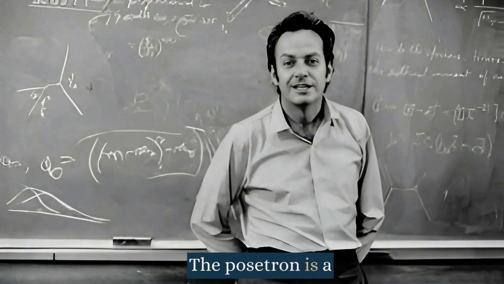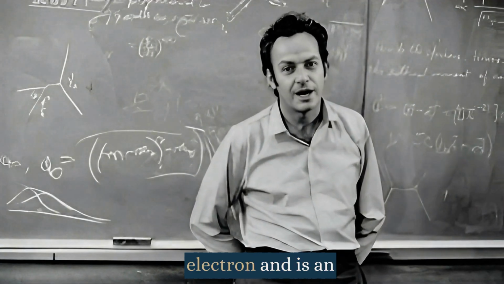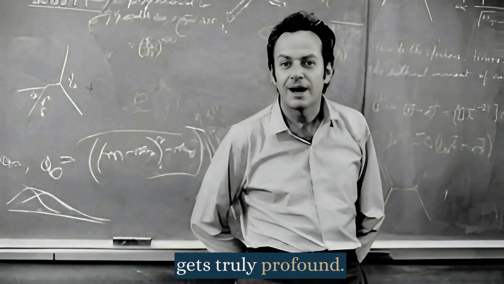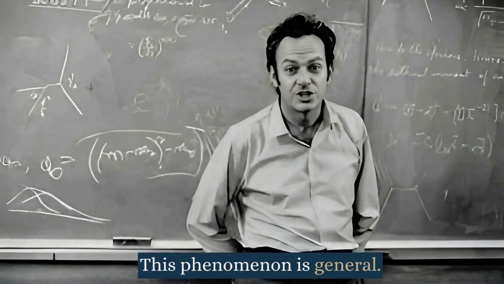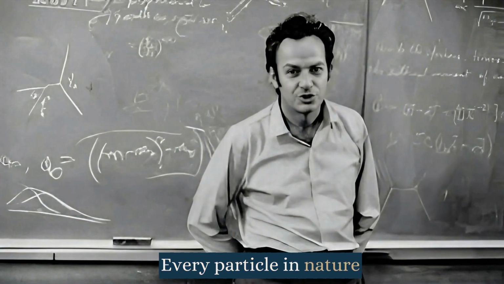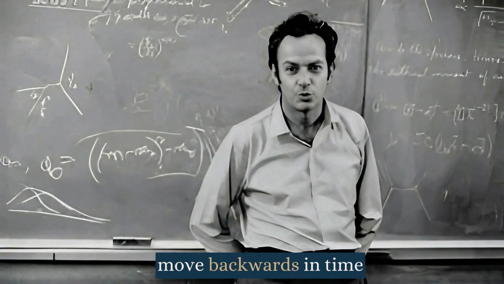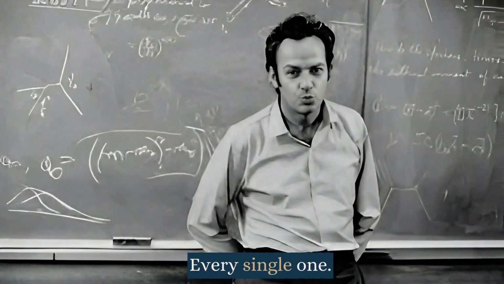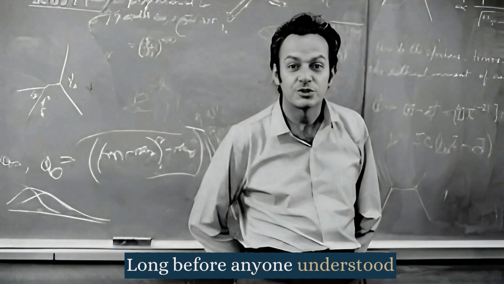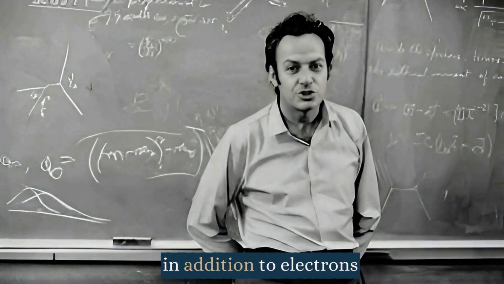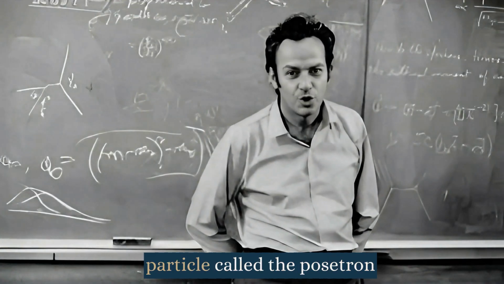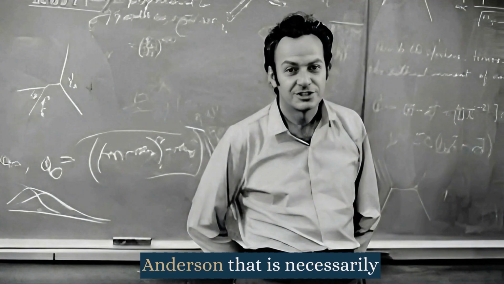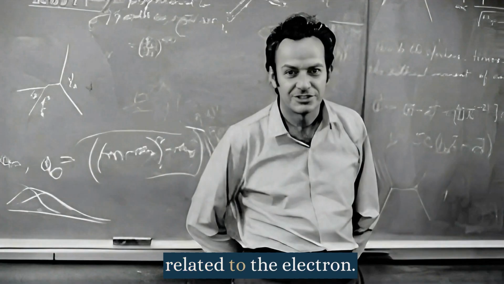The positron is a sister particle to the electron and is an example of an antiparticle. And here's where it gets truly profound. This phenomenon is general. Every particle in nature has an amplitude to move backwards in time and therefore has an antiparticle. Every single one. Long before anyone understood why, Dirac predicted that in addition to electrons there must be another particle called the positron, discovered at Caltech by Anderson, that is necessarily related to the electron.